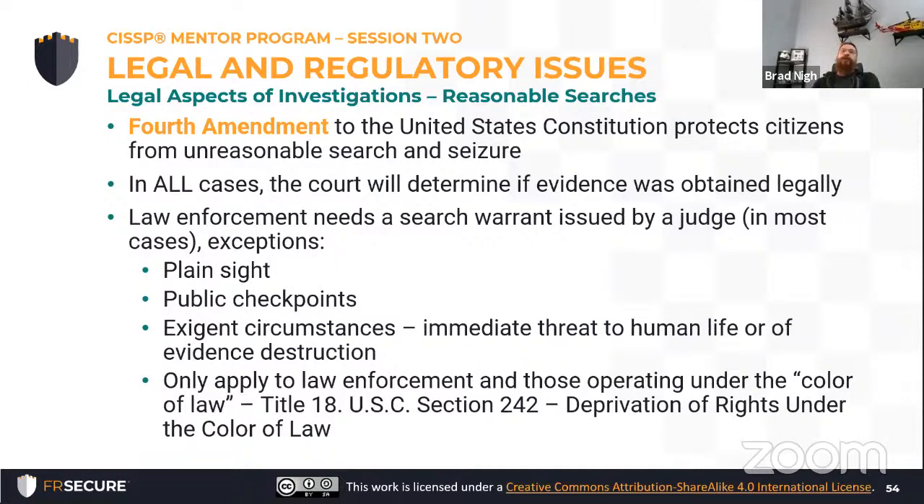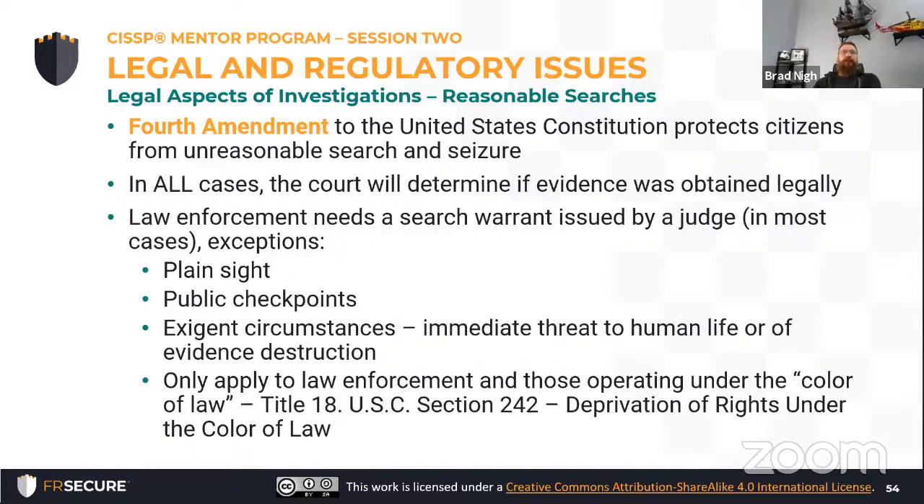The exceptions, and you will need to know the exceptions: if it's in plain sight. So if you have a gun on your dashboard and it's illegal to open carry or have a gun or whatever it might be, well, that's plain sight, right? In the public checkpoint, so those DUI checkpoints, I think would be a good one. Exigent circumstances. So this would be immediate threat to human life or evidence destruction.